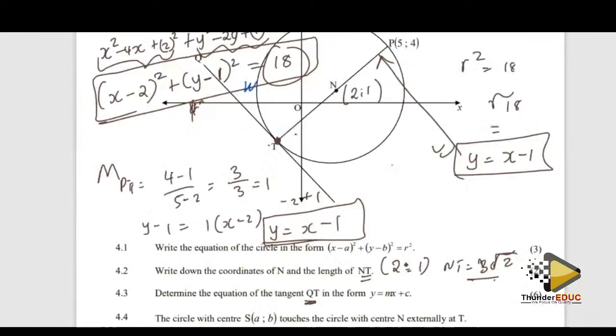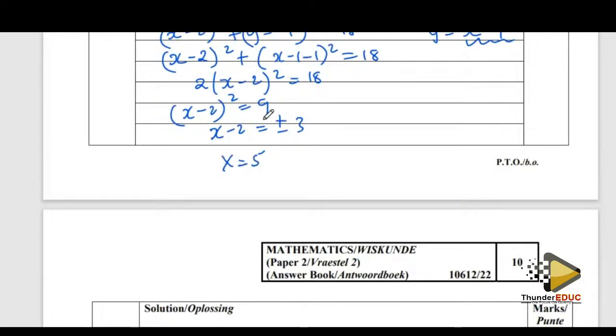Why should I waste a lot of time? Because I know that this is also going to be (x − 2)². So I have 2(x − 2)² = 18. Divide both sides by 2: (x − 2)² = 9. And then I find the square roots. So x − 2 will be ±3. When I move the 2 that side, x is 5, which is this one, the P. If I move the 2 with a negative, x is going to be negative 1.